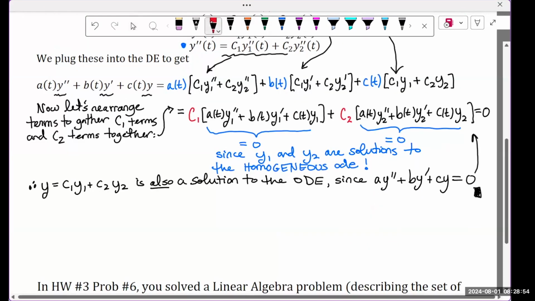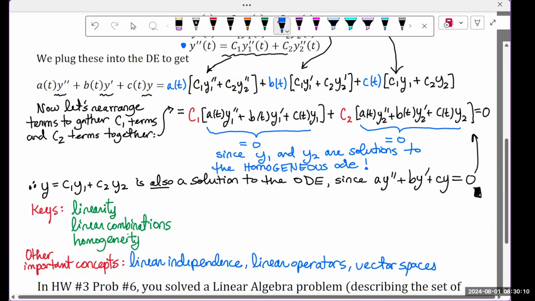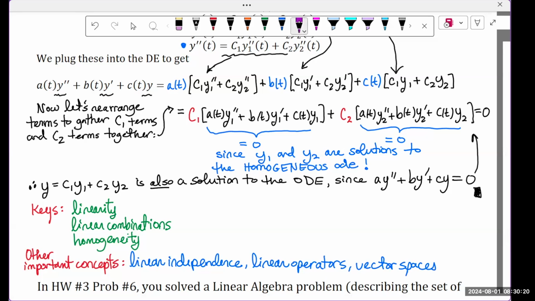What are the key linear algebra ideas we are using here? We are using the ideas of linearity, linear combinations, and homogeneity. We also are going to need the concepts of linear independence, linear operators, and vector spaces. In fact, we can define a linear operator that represents differentiation. If you recall from your linear algebra days, every linear operator has a matrix multiplication representation, and every matrix multiplication can be represented by a linear operation. In the same way, every differential operation can be represented by a linear operator.